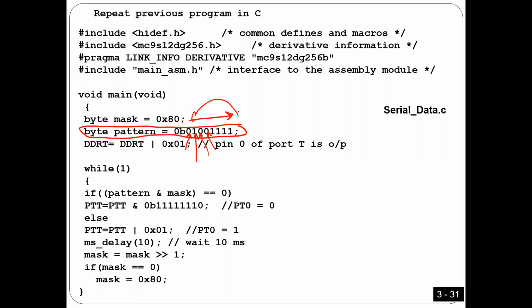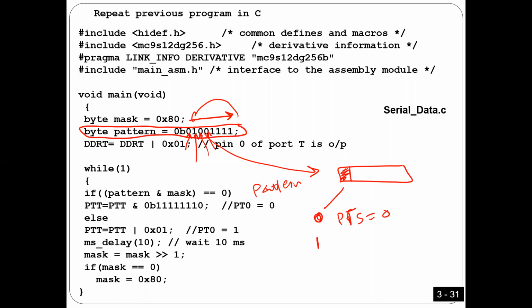I'm going to tell you how. This is a byte pattern. This is the idea. Number one, I'm going to look at this bit. Very simple. If this bit is 0, PT5 should equal 0. If this bit is 1, PT5 should equal 1. Very easy, right? So all I have to do is check if this bit is 1 or 0. If it is 0, I'm going to output 0. If it is 1, I'm going to output 1. Is that okay?